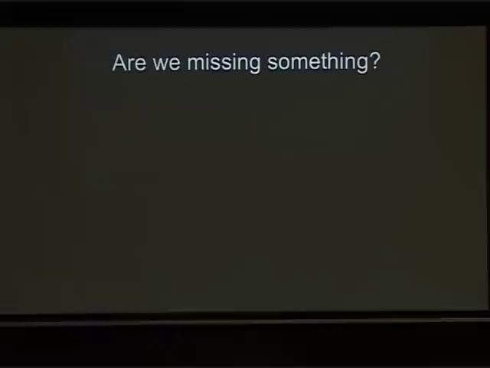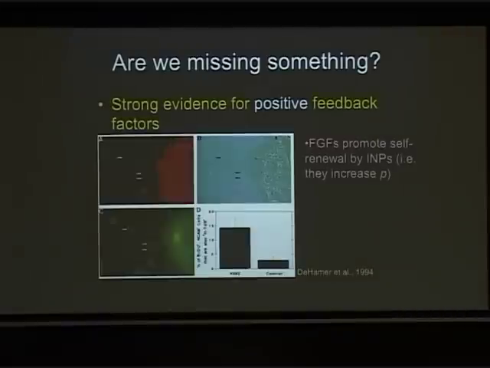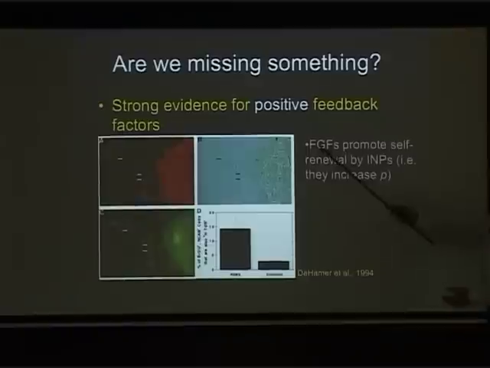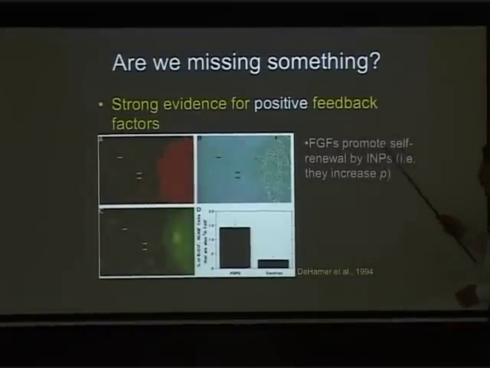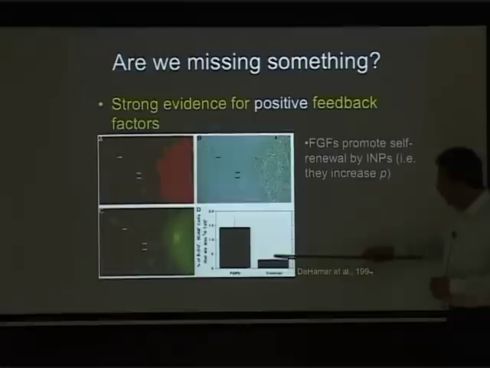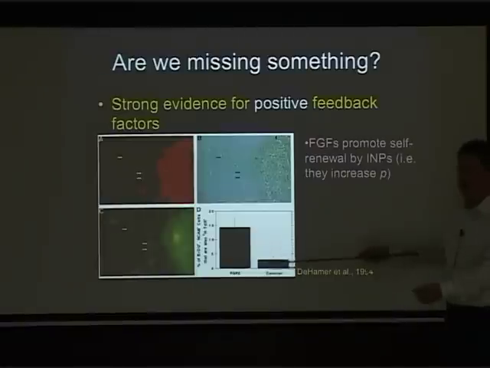So what could we be missing? So it turns out there's long been evidence for positive feedback factors that affect these p-values, right? Things that have the opposite effect, increase the probability that a stem cell will renew itself. In the olfactory epithelium, those are FGFs, fibroblast growth factors, different growth factor family. But this is a plot, essentially, of how many of those intermediate cells remain intermediate cells after one division, as opposed to progressing on to becoming neurons.